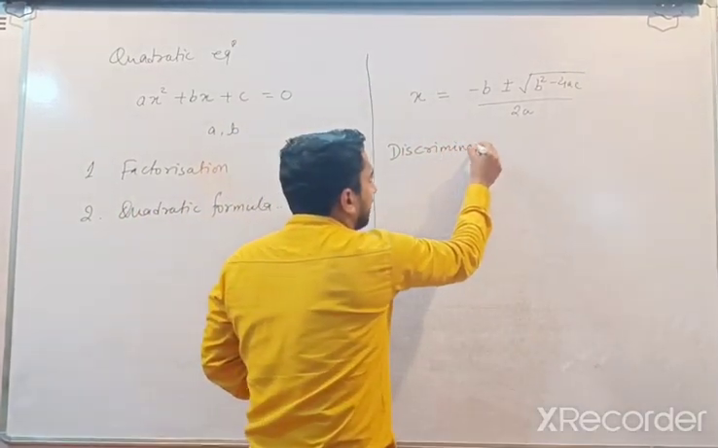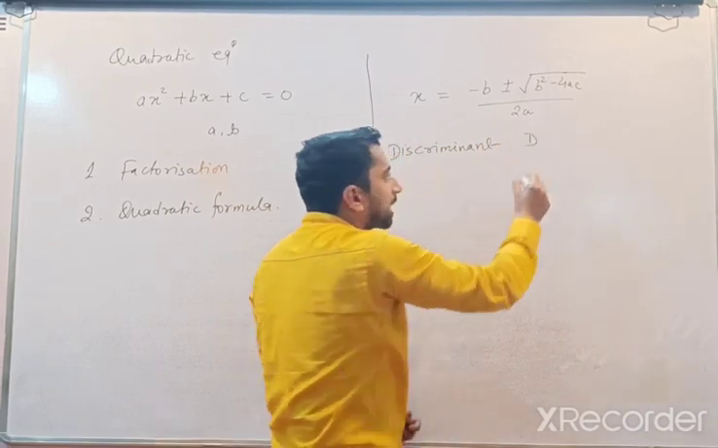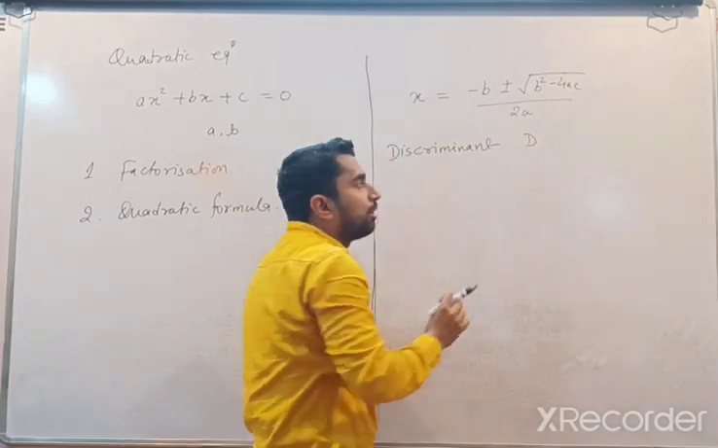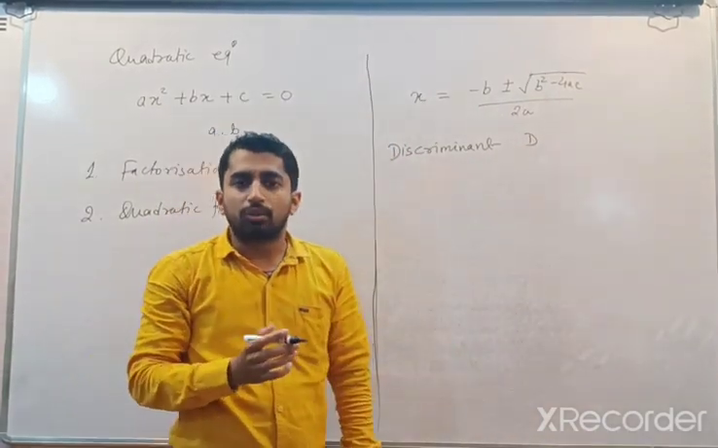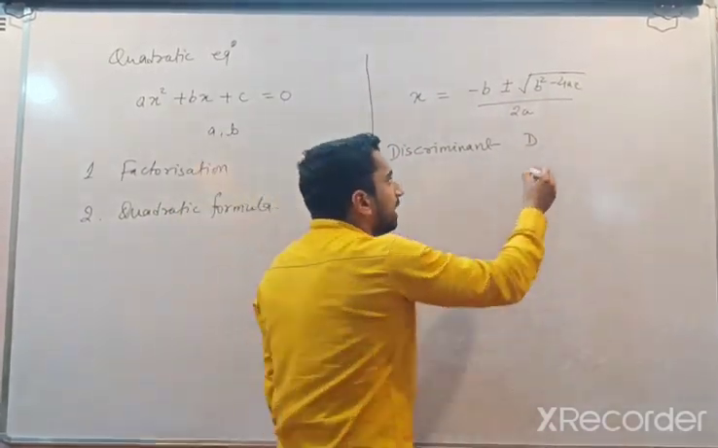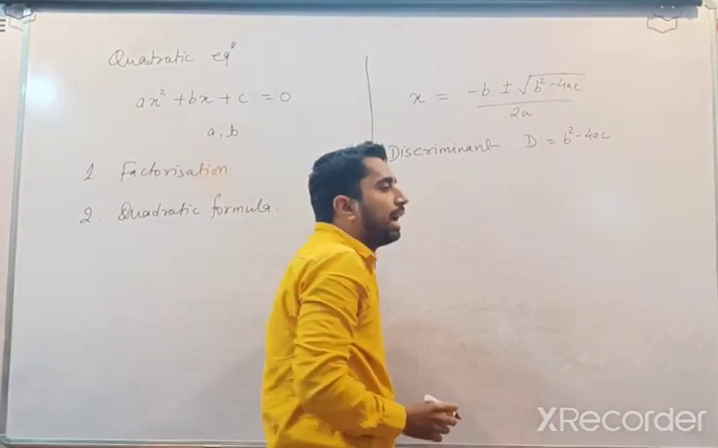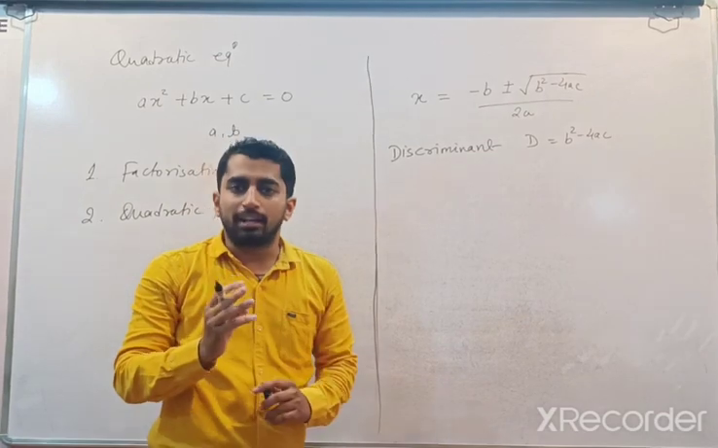Now what is this discriminant? You see, this is represented by D and its value is this root over value. Whatever is written inside the root, that value you have to take. That means it is b square minus 4ac. And here we have three different conditions.